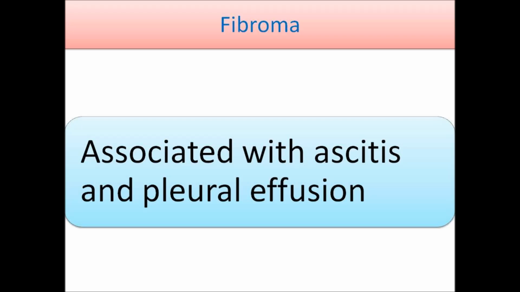Second type is the fibroma. Fibroma of the ovary is important for only one point. It is associated with ascites and pleural effusion on the right side. This triad is known as Meigs syndrome. We have benign fibroma of the ovary, ascites, and right-sided pleural effusion. This question is common in exams. Meigs syndrome.